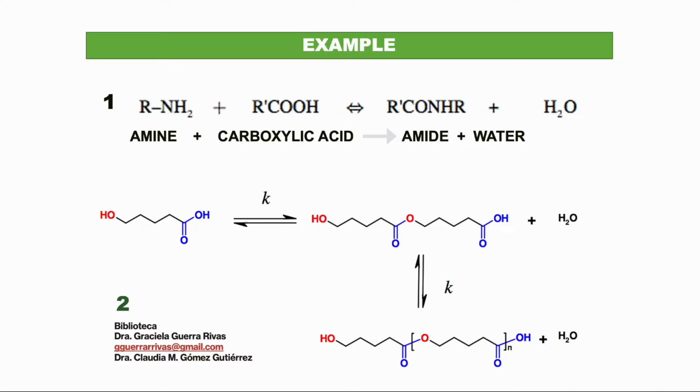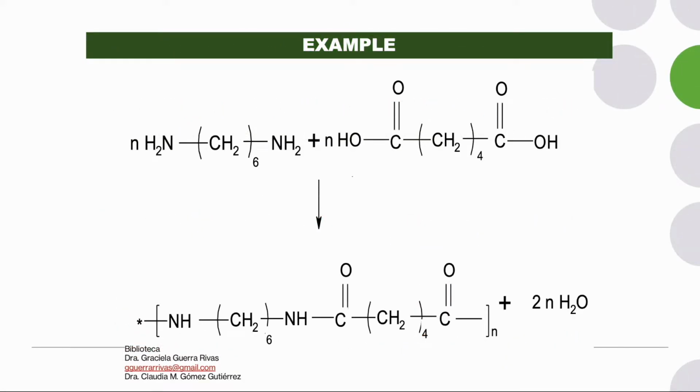Another example is the formation of nylon 6,6, a common polymeric clothing material, involving one each of two monomers, hexamethylene diamine and adipic acid, reacting to form a dimer of nylon 6,6.